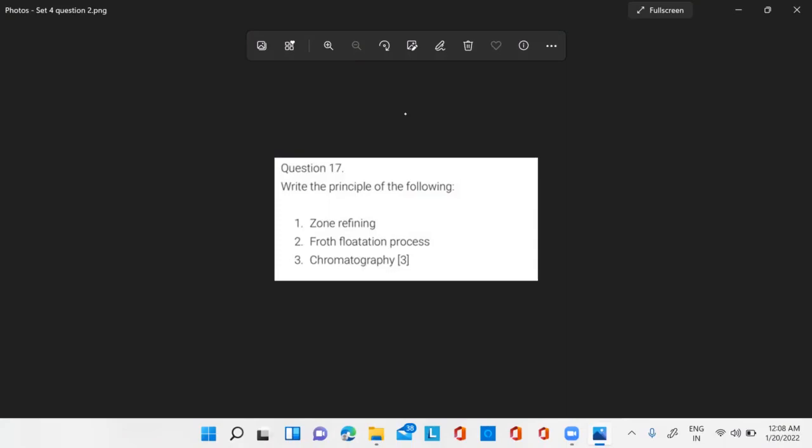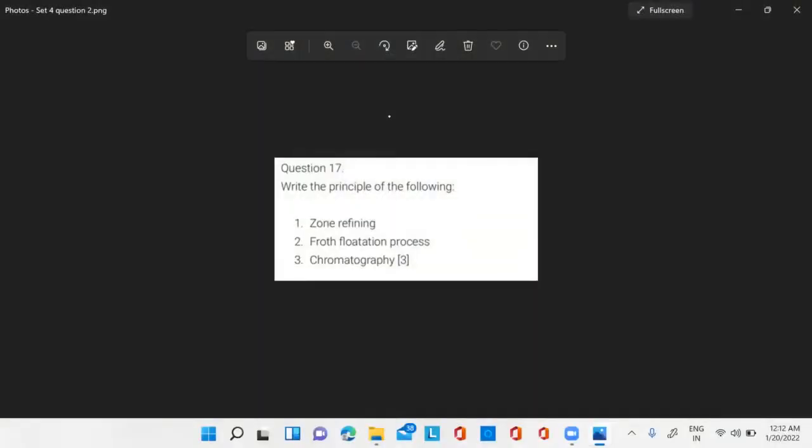So basically this method is based on the principle that impurities are more soluble in the molten state than in the solid state of the metal. This is the main principle of zone refining. This principle is used to extract metals like silicon, germanium, boron, and gallium, because these are metals which are required in very high purity.